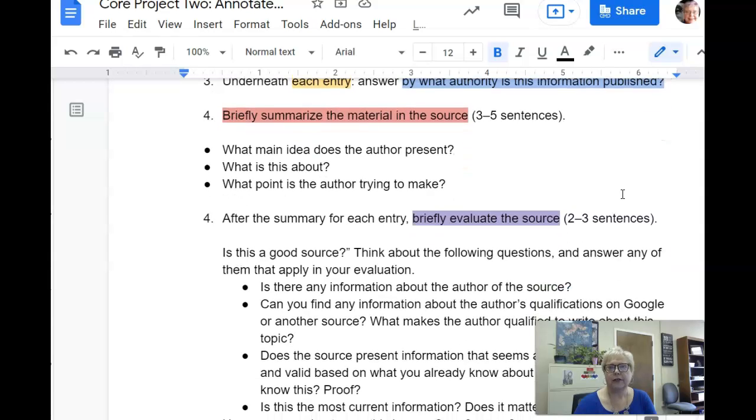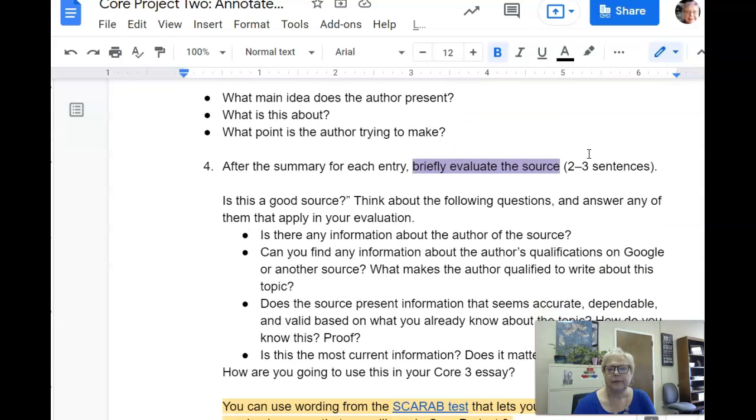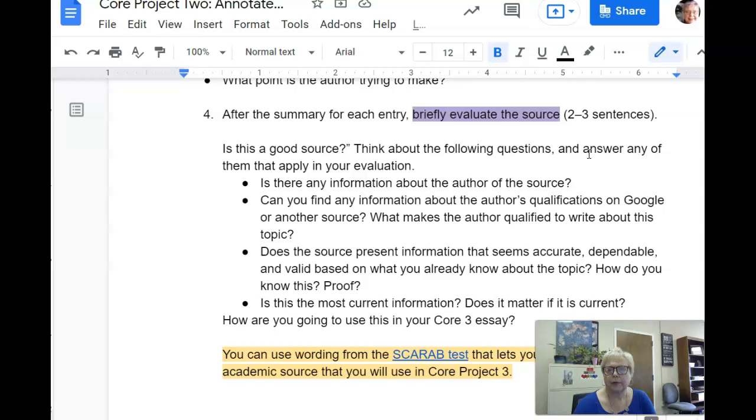But was it an organization like the United Nations that had the authority to publish that kind of information? And then you will briefly summarize the material in the source, 3 to 5 sentences, about what was the main point, what was the main idea. And so you will write a paragraph about that.